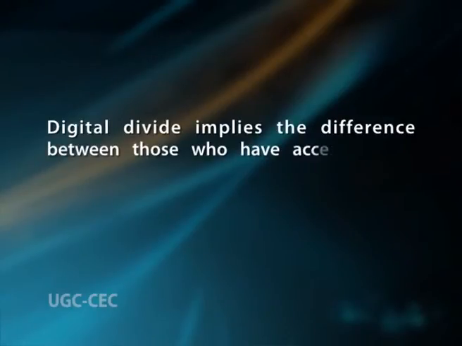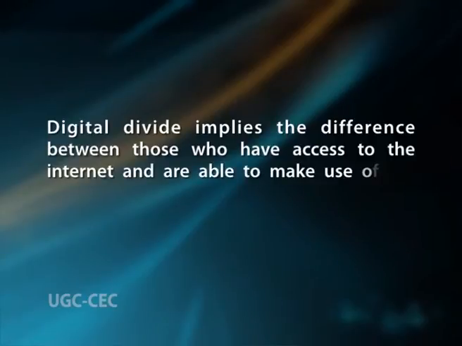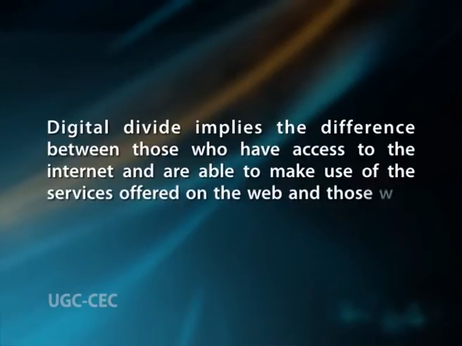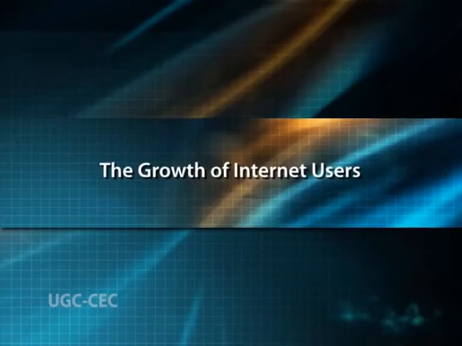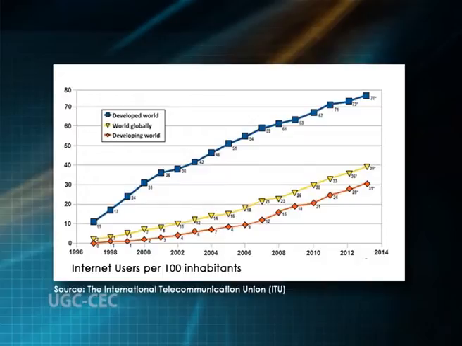The term digital divide has been coined to distinguish between those who have access to the internet and are able to make use of the services offered on the web, and those who are excluded from these developments. Out of the world's population of nearly 7 billion, only 32% are internet users today. In Africa, internet penetration is even lower. Out of the 1 billion Africans, only 13%, that is 1.4 million, use the internet. The growth of internet users. In the figure, you can see the growth of internet users from 1996 to 2014.